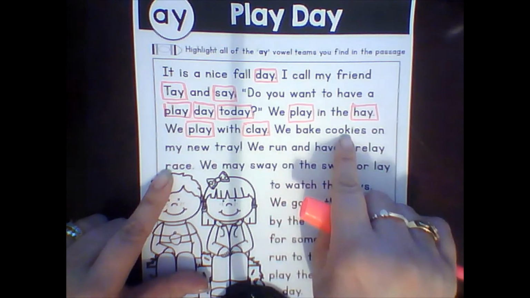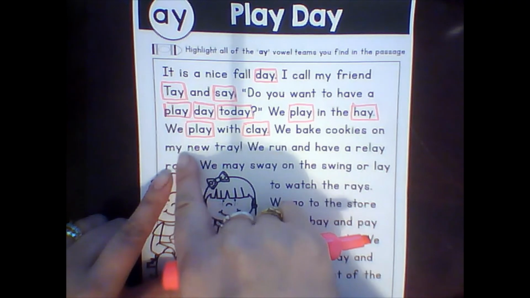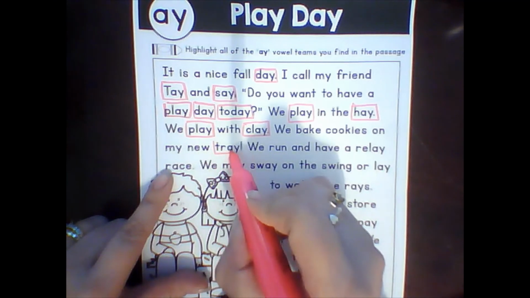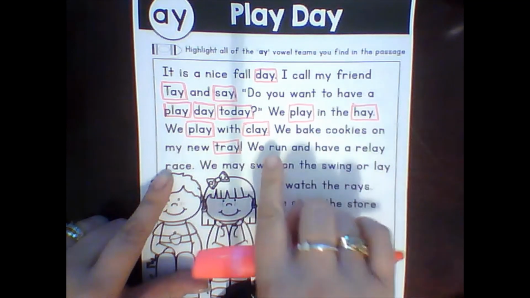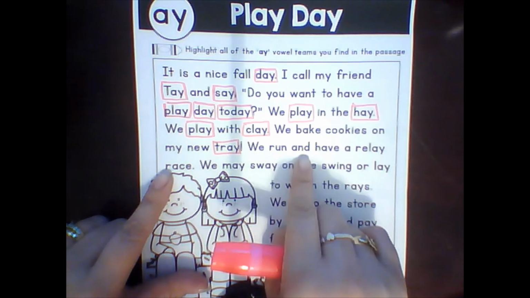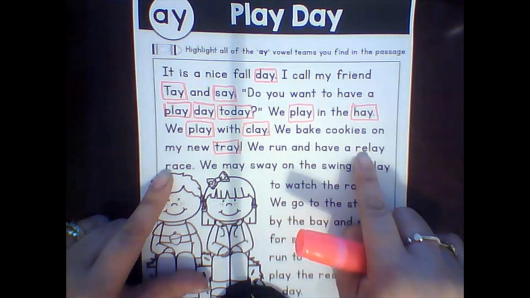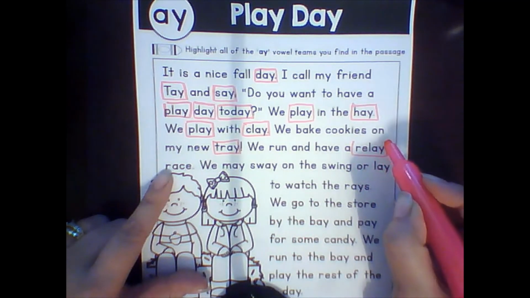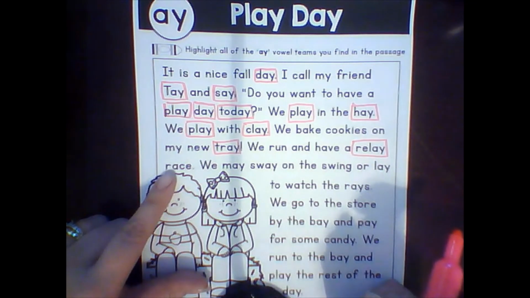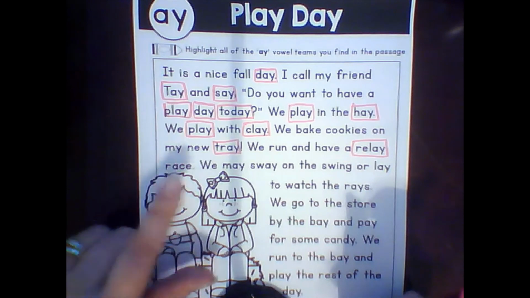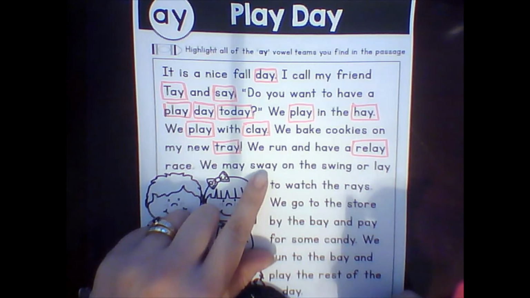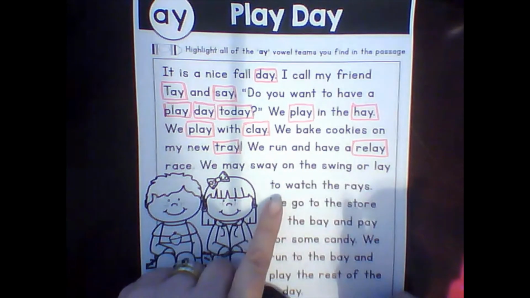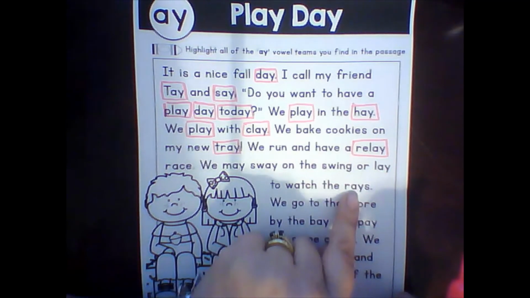We bake cookies on my new tray. We run and have a relay race. We may sway on the swing or lay to watch the race.